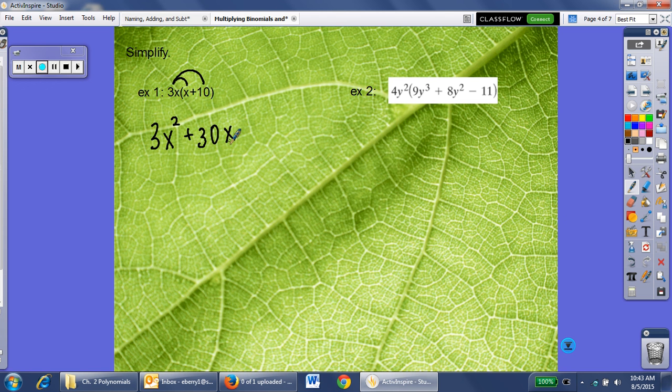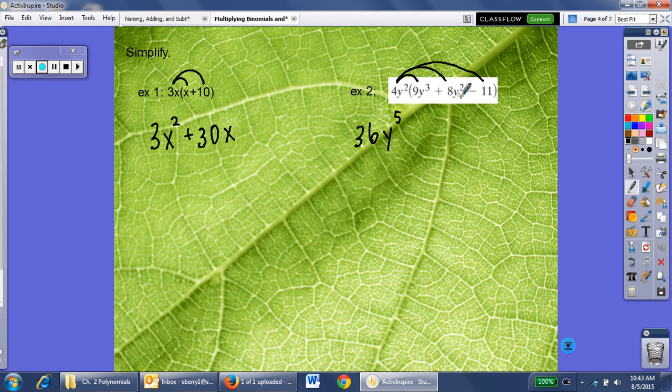Okay, looking at example 2, we're going to take the 4y squared and distribute it to everything inside. So first, let's do 4y squared times 9y to the third. 4 times 9 is 36. y squared times y to the third is y to the fifth. Again, notice we're adding the exponents.